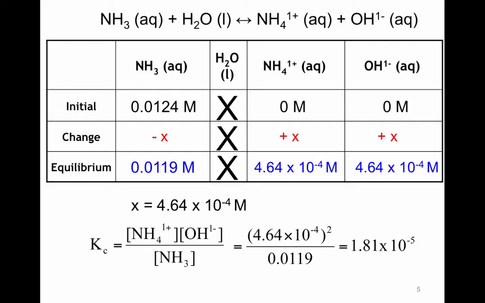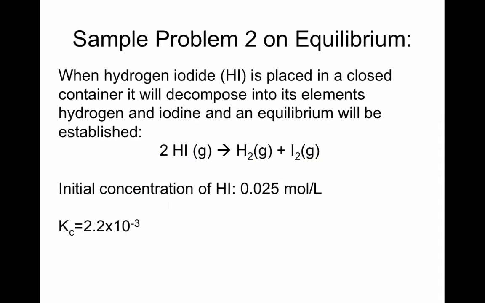Okay, that was a relatively simple example, not too much extra math or extra steps involved, so let's do another example here. And this one's on your paper too. When hydrogen iodide is placed in a closed container, it will decompose into its elements, hydrogen and iodine, and an equilibrium will be established. So my equation is shown. It's telling me my initial concentration of HI, and it's telling me my equilibrium constant. So I don't need to calculate that here. What I need to find are my equilibrium concentrations.